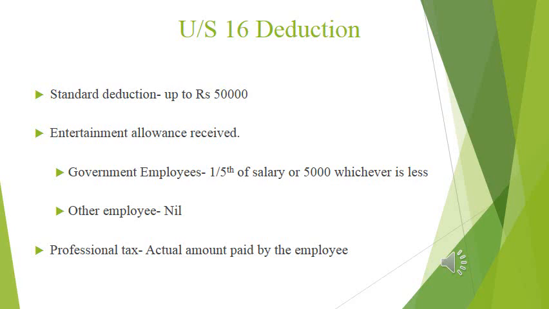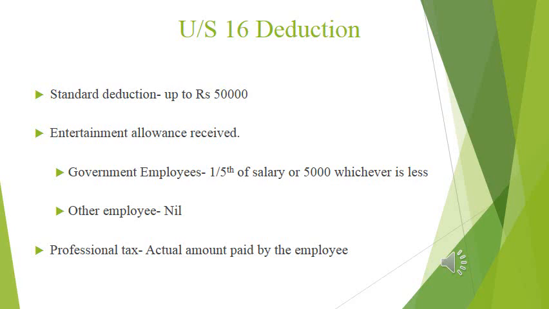Please listen. The deduction can be claimed only for government employees, up to this limit. The limit is 1/5 of salary or 5,000. We can't claim 1/5 of the salary straight away. Suppose a person is receiving entertainment allowance of rupees 5,000. His 20% of salary is 6,000. Only 5,000 can be claimed as deduction. Clear?